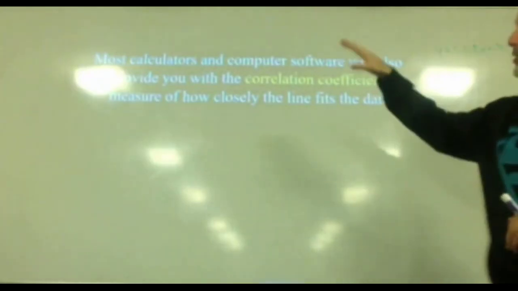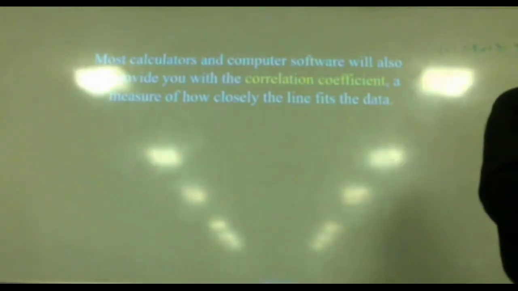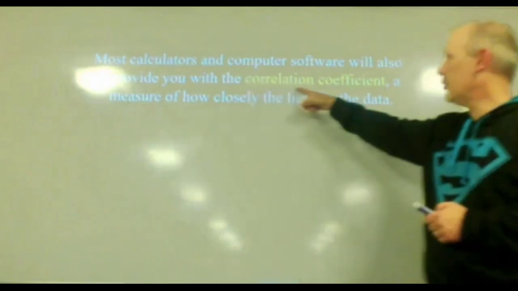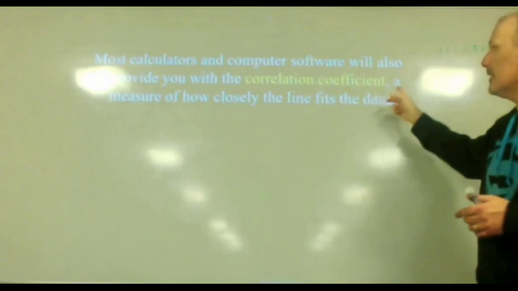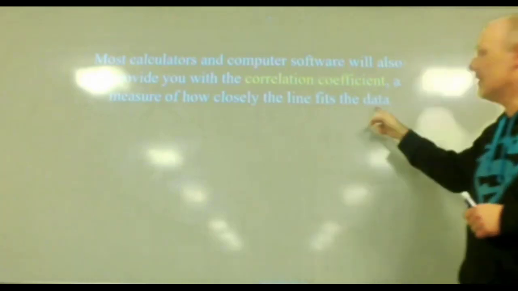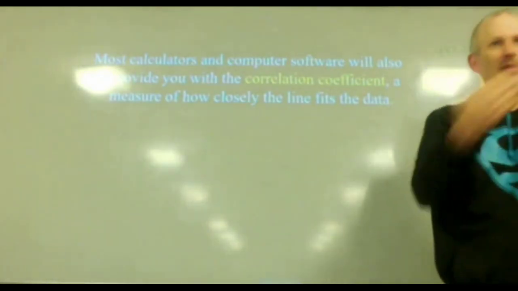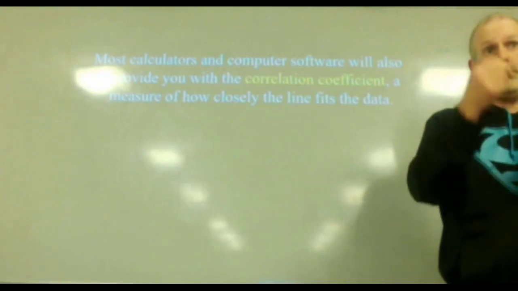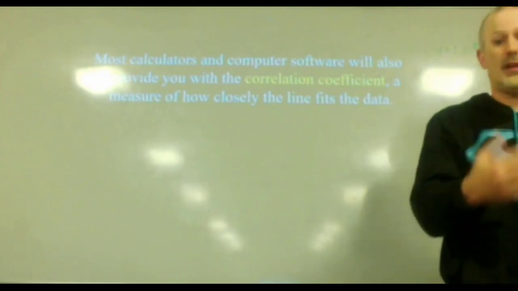All right. So the next thing we want to talk about is, again, those calculators or computer software. A lot of times when you get that information for the line of regression or the line of best fit, they will also give you what is called a correlation coefficient. And the correlation coefficient is a measure of how closely the line fits the data. So you remember how our data was pretty close to the line, but it wasn't directly on the line. The correlation coefficient tells you if it's directly on the line or how far off the line all those points are.